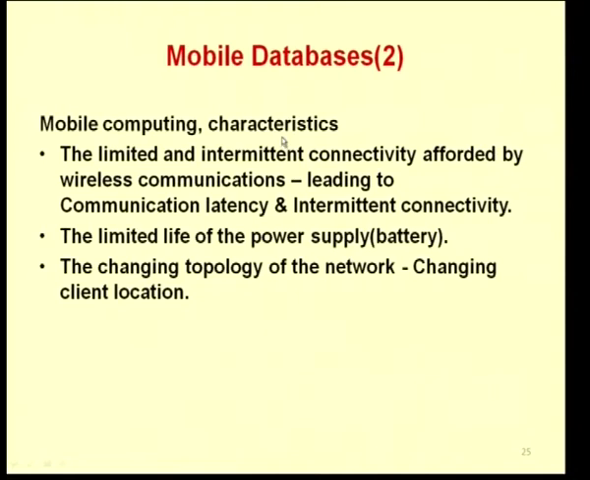But some specific characteristics of mobile computing are these. When we are talking about sites and distributed databases, we are not bothered about the connectivity. Here, there is limited and intermittent connectivity afforded by wireless communication. So, this leads to communication latency and intermittent connectivity, and also there is a limit to the power supply. There is also the changing topology of the network, that is, as the user is moving, the topology changes. So, these are some characteristics of mobile databases.